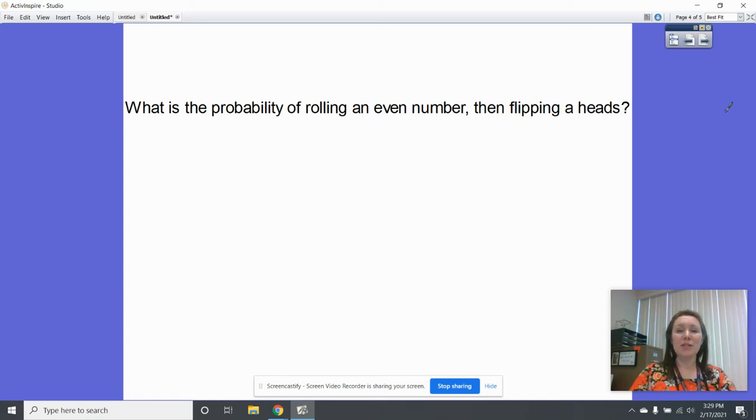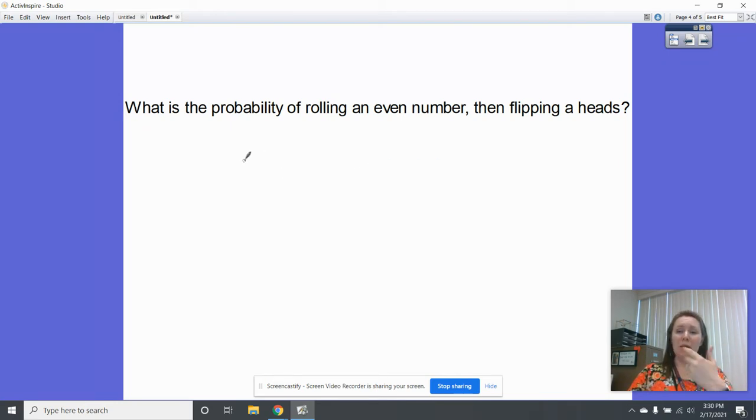Hi, today we're going to talk about how to find compound probability. That means find the probability of multiple events happening. So up here on the screen I have, what is the probability of rolling an even number on a regular six-sided die, and then flipping a heads, like flip a coin, it's heads or tails. There are multiple ways that we could solve this.